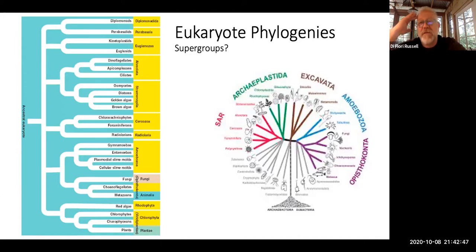Perhaps you will come up with a better way to organize these than anyone has done before. But anyway, if you're looking in your textbook, you'll see these called supergroups. And you notice that you also have something called fungi, animals, and plantae, which are traditionally thought of as kingdoms. So perhaps Euglenozoa is a kingdom, right? Or perhaps it's a supergroup and Animalia is a supergroup as well.